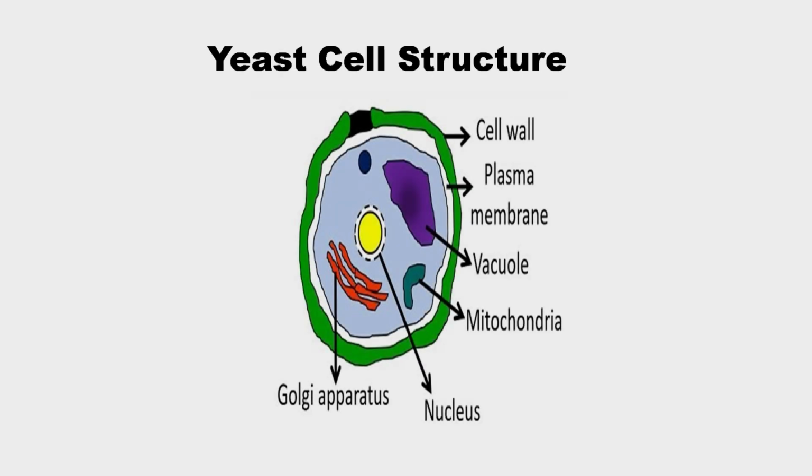Now talking about the structure. Before going into the genetics and details of the signaling and pathways of the yeast, let's talk about the structure. The yeast structure is very simple. It has a cell wall, as you can see in this image. It has a plasma membrane followed by a big vacuole, a mitochondria, nucleus, and Golgi apparatus.